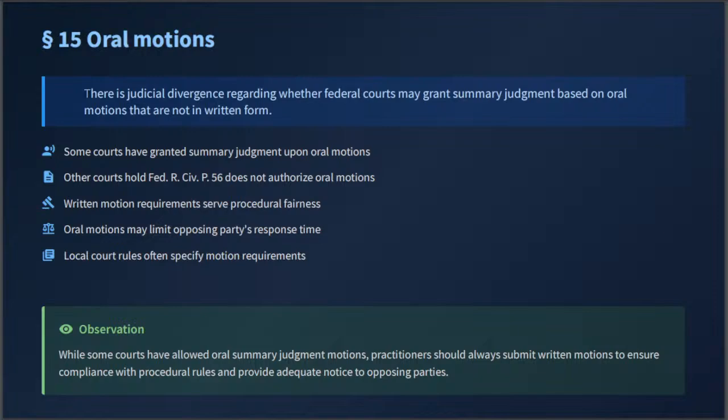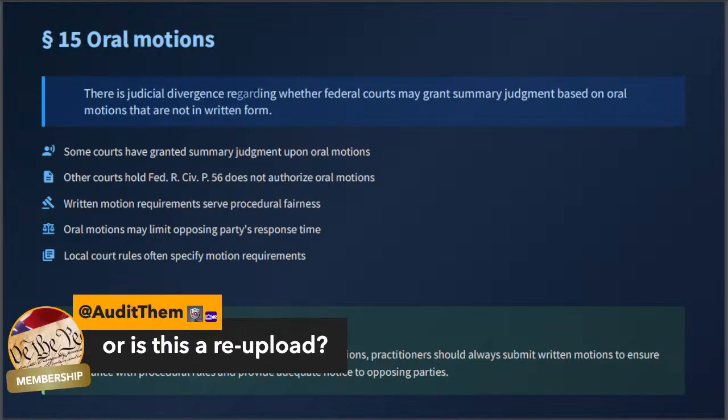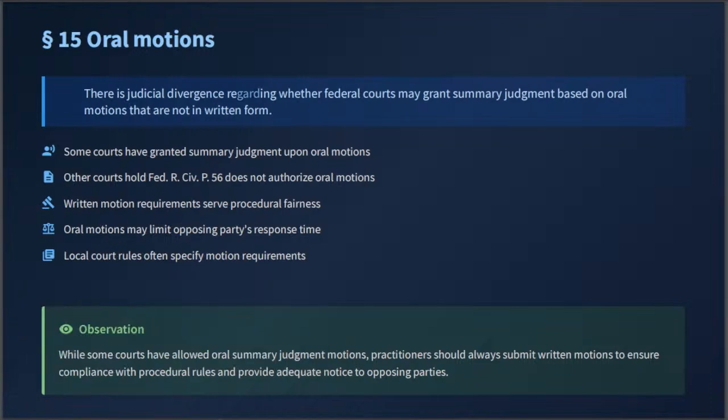There is judicial divergence. Logic term says, or is this a re-upload? No, not a re-upload, but it's somewhat familiar. As you saw, Bill Thomas is pulling up some of the numbers and dates where it starts to blur together a bit. This is all one section, though. We're all going over summary judgment. It was sections 1 through 11 in the first section. We're on section 15 right now.